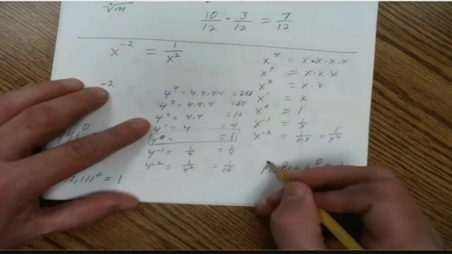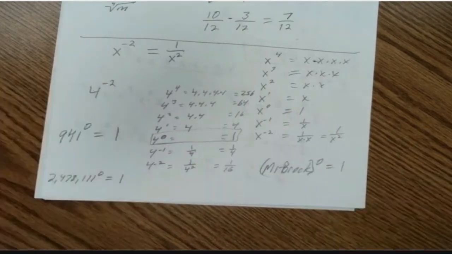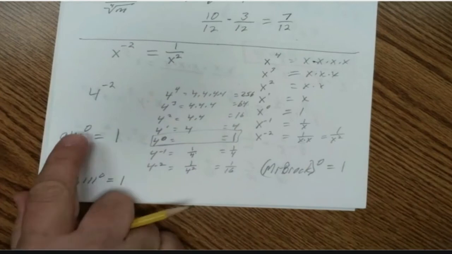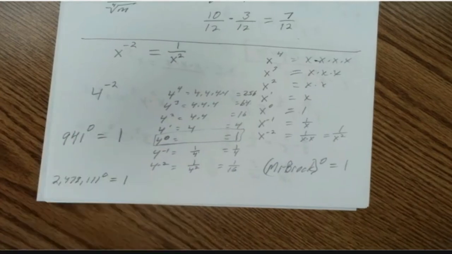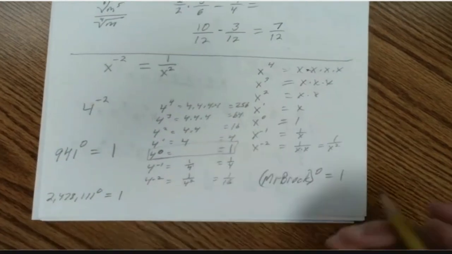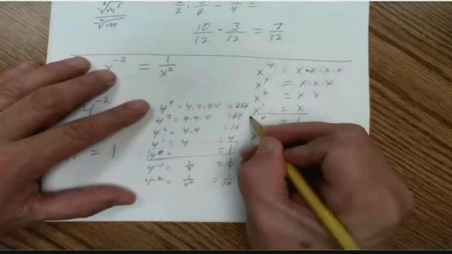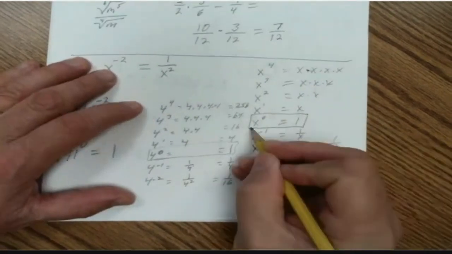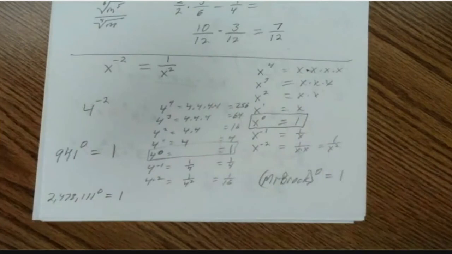If this is all in parentheses, Mr. Brock to the 0 power, it equals 1. 941 to the 0 power equals 1. Anything to the 0 power. So that's an easy one. That's a rule right there. X to the 0 power equals 1. X can be any number. Any number to the 0 power.